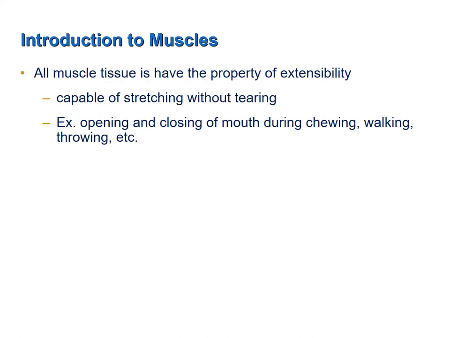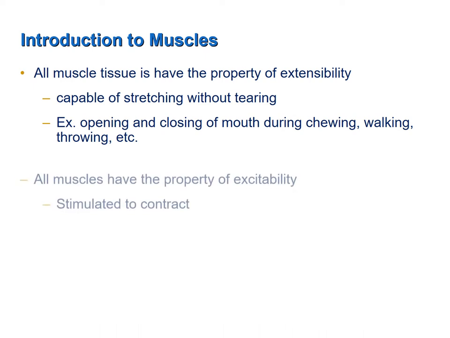All muscle tissue has a property called extensibility, that is, the capability of being stretched without tearing. The opening and closing of the mouth during chewing or talking, walking, throwing, and other body movements require certain muscles to contract while others are relaxing and being stretched.